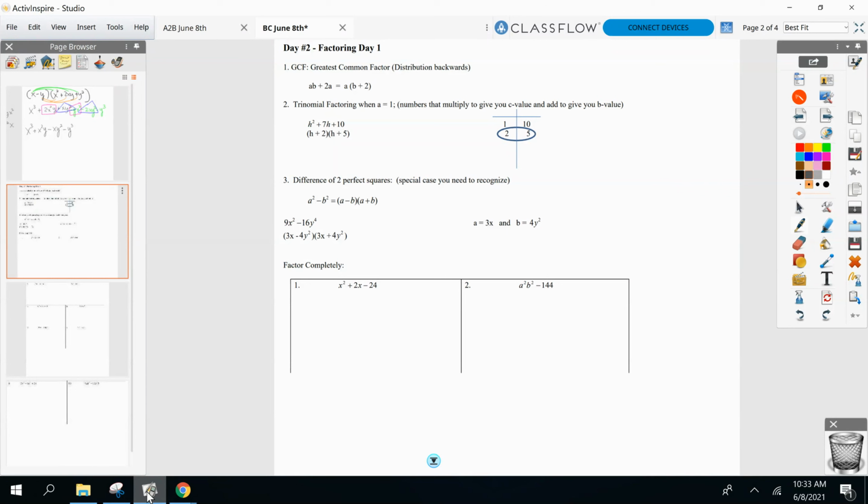So you see my example up there. I have AB plus 2A. They both have an A in common, so I took out the A and was left with B plus 2. That's called the GCF method.